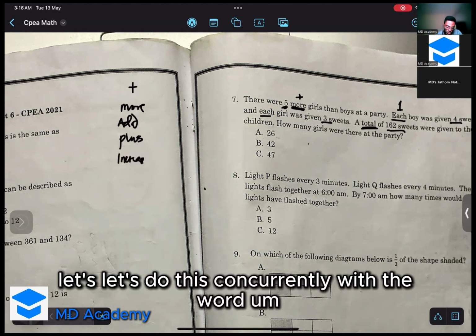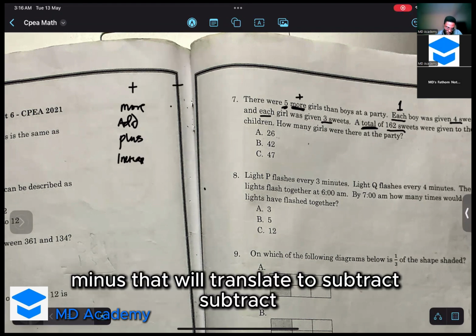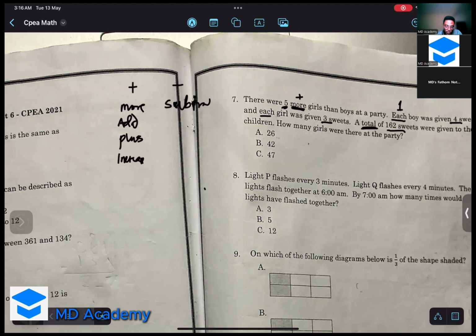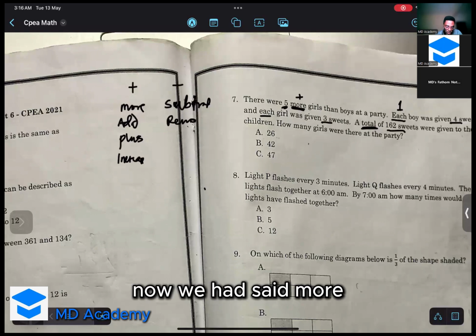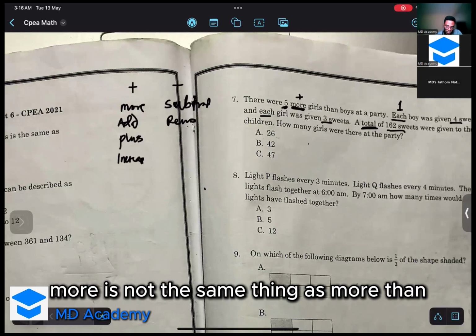Increase. Let's do this concurrently with the word minus. That will translate to subtract. It will also translate to the word remove. Now we had said more. More is not the same thing as more than.